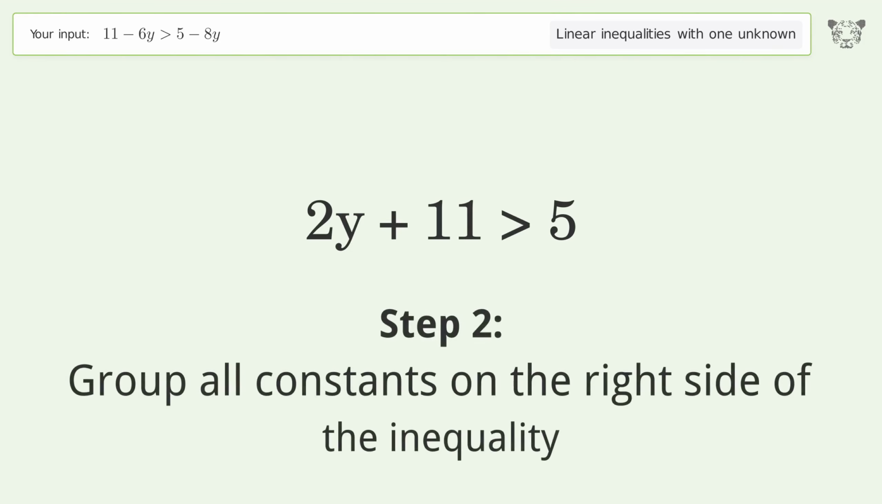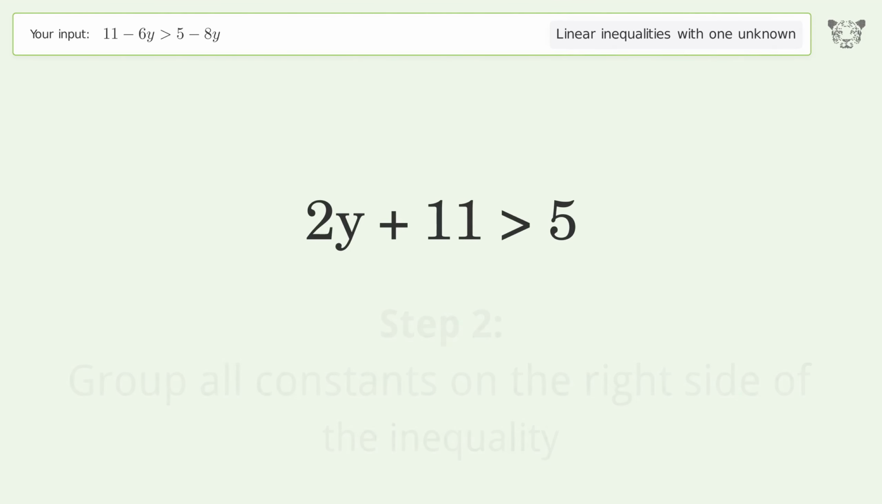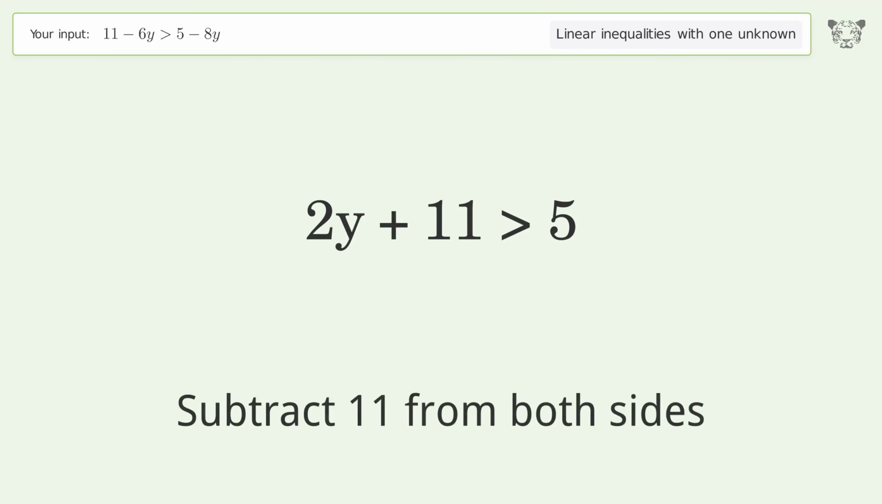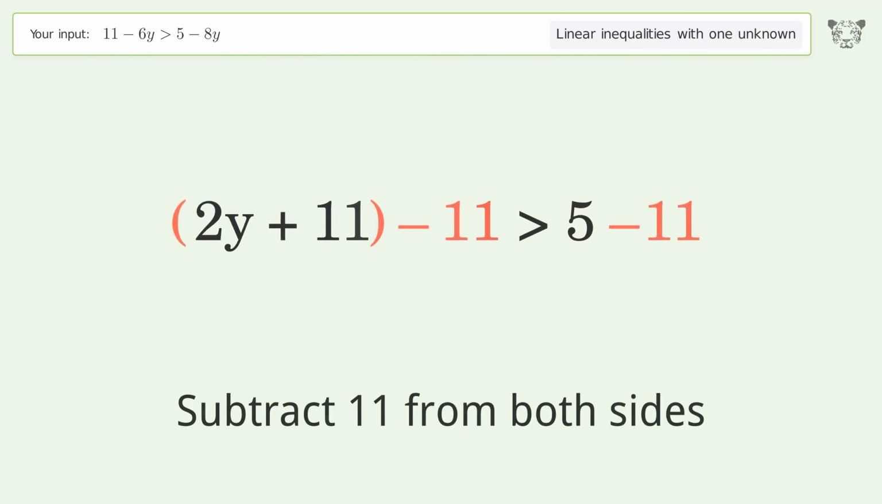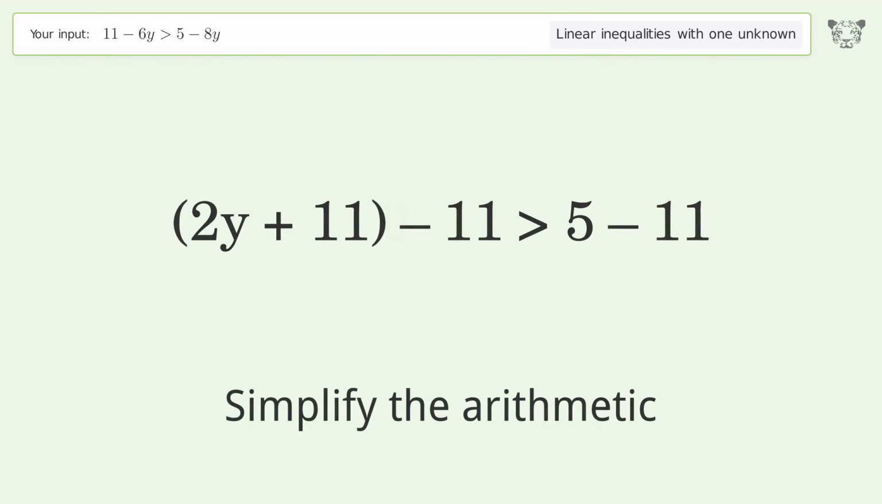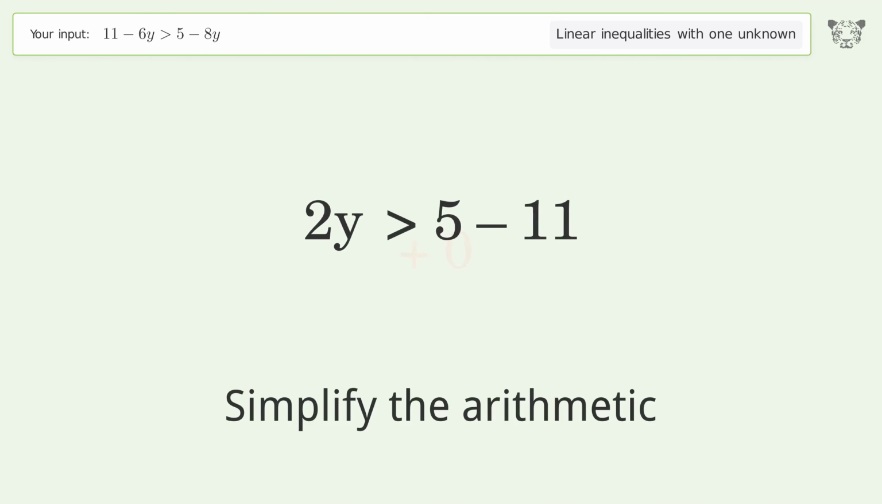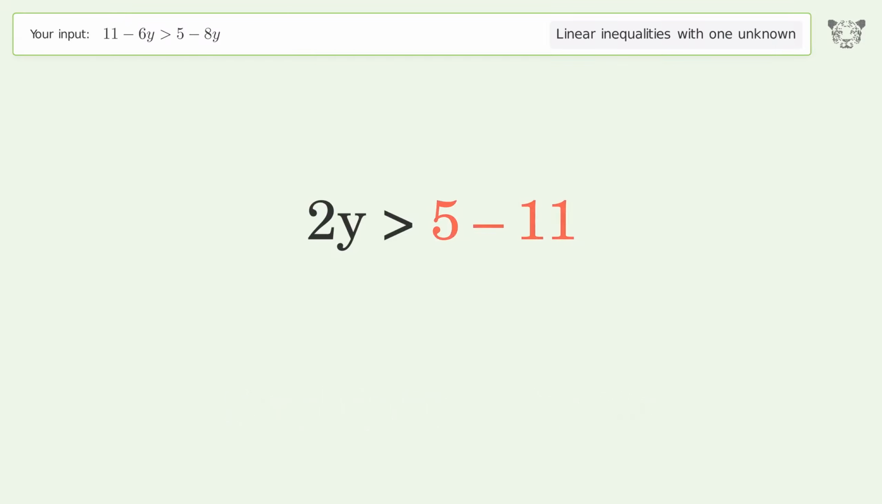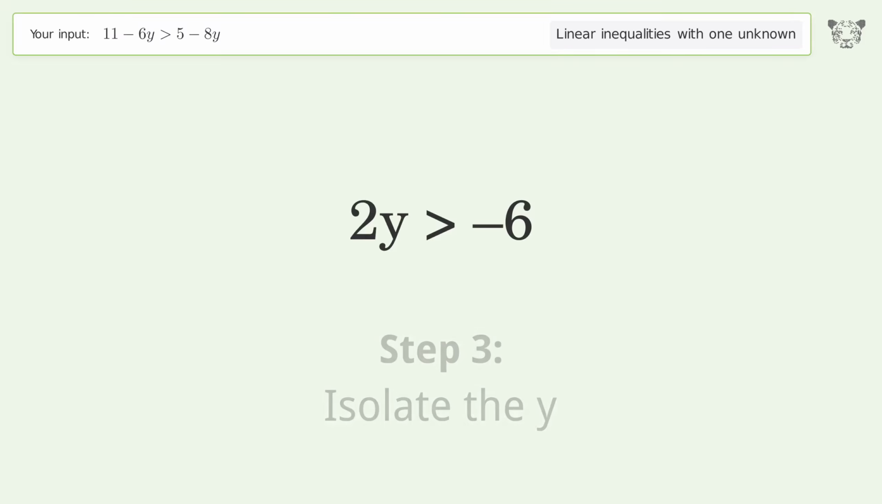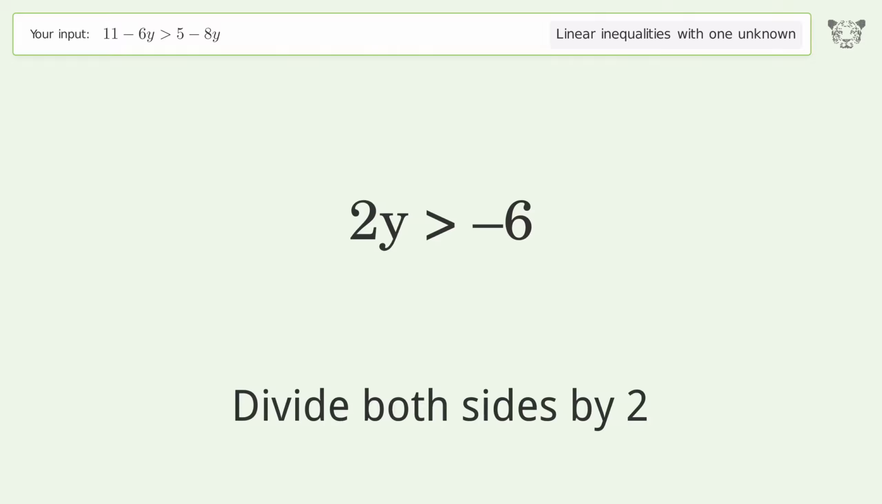Group all constants on the right side of the inequality. Subtract 11 from both sides. Simplify the arithmetic. Isolate the y. Divide both sides by 2.